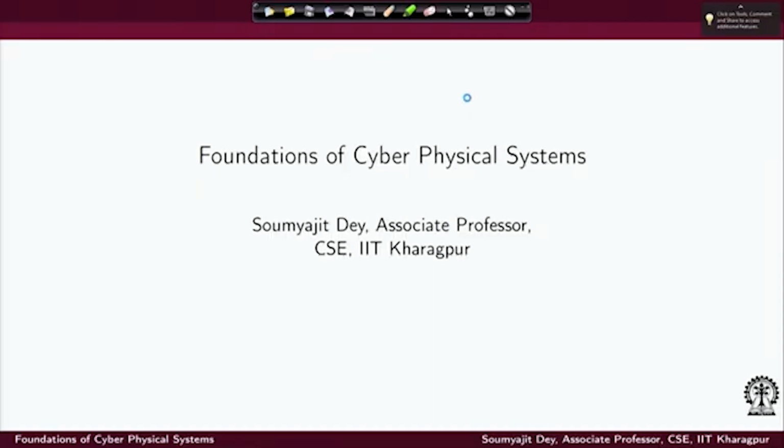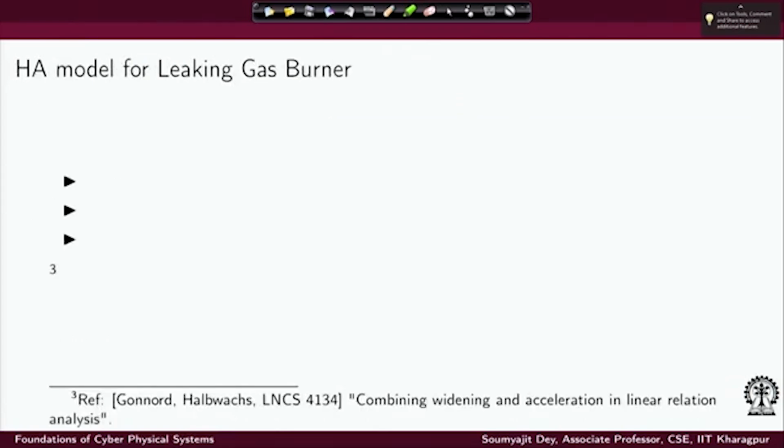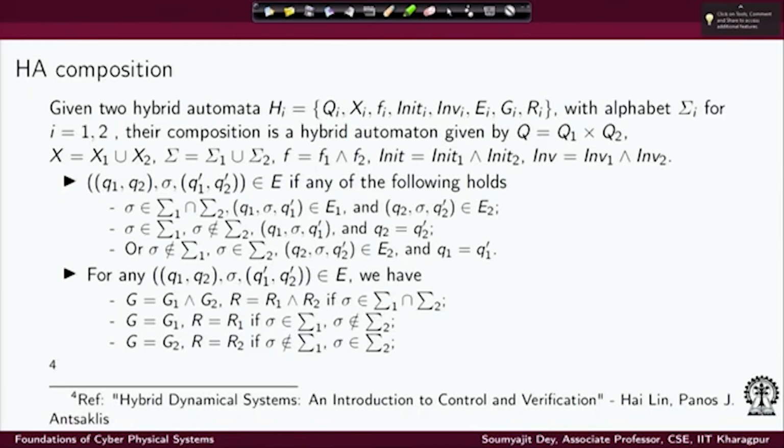Hello and welcome to the course on Foundations of Cyber Physical Systems. So, in the last lecture we have been talking about hybrid automata and different kinds of models. For example, we took two examples of leaking gas burner, bouncing balls, some of those nice and simple examples. So, today we will be starting with a formal definition of how multiple such automata can be composed. Okay. So, let us see what it means.